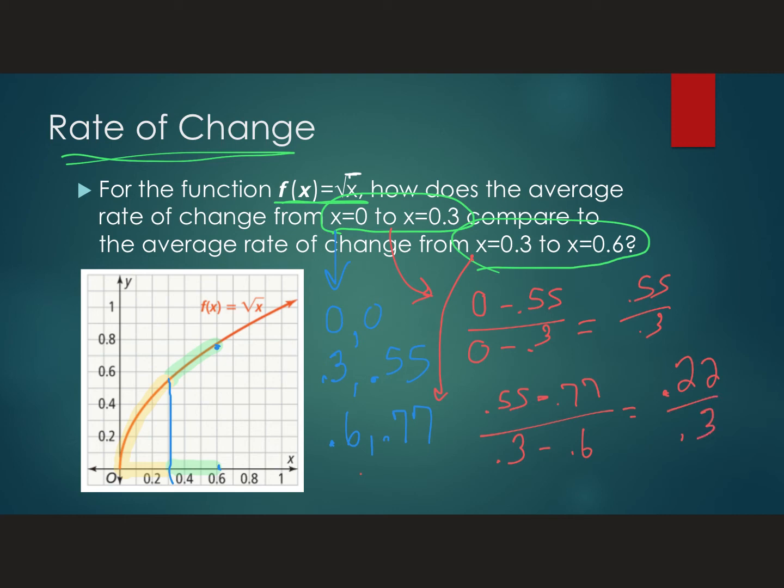In this case, they didn't ask us for exact. They just asked us to compare. How does the average rate of change compare? So obviously, the rate of change in this section of my graph is greater than the rate of change here. You can see how much greater that change is. So you just need to know that when we're looking at these square root functions, they will start off with a greater rate of change and it will continue to decrease as it goes on.